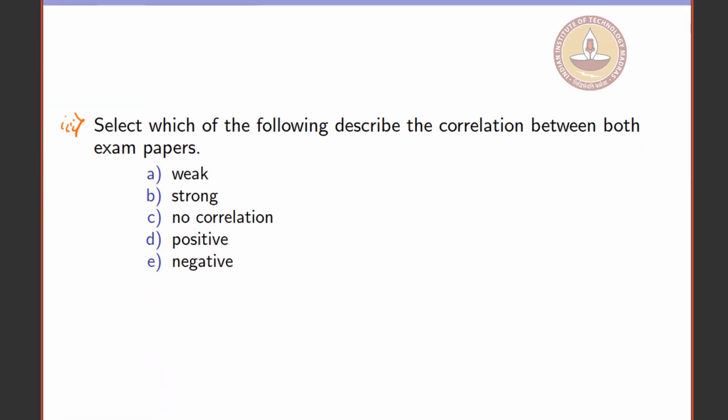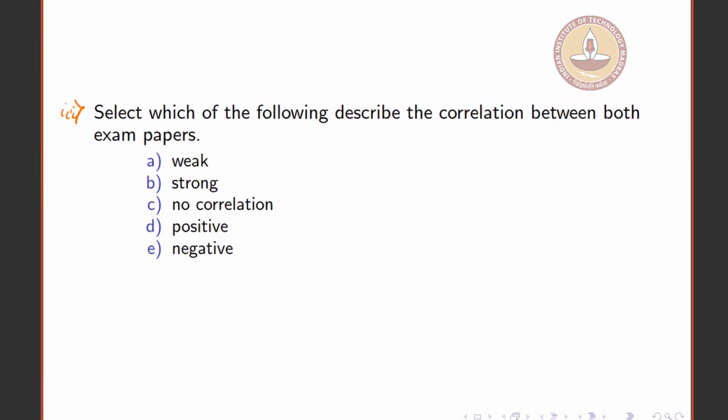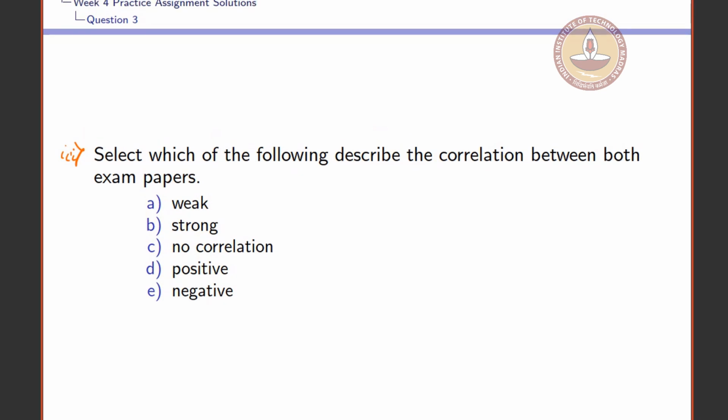select which of the following describe the correlation between both exam papers. Now we have to find out which of the following describes the correlation between the mathematics exam paper and the statistics exam paper. So in order to do that, we need to find the correlation coefficient. So what is the formula for correlation coefficient? Correlation coefficient R is equal to covariance of xy divided by product of standard deviation of x into standard deviation of y.